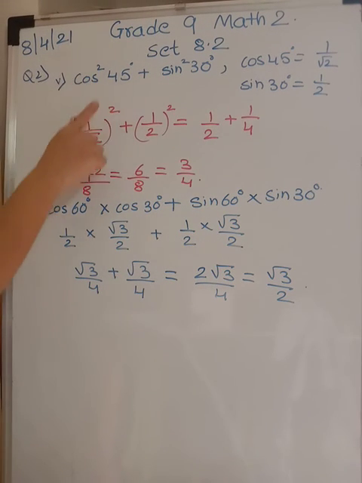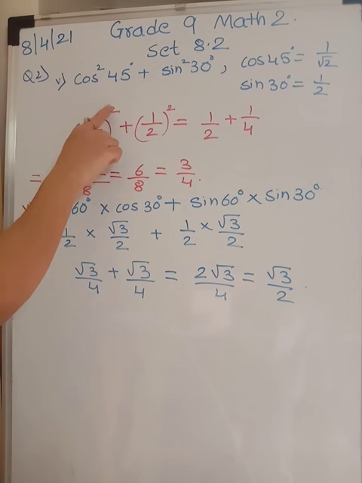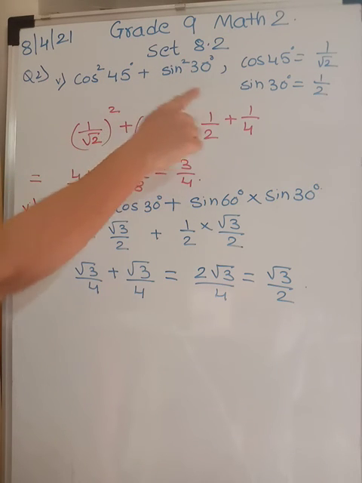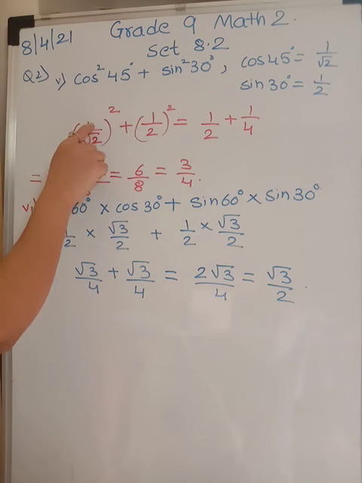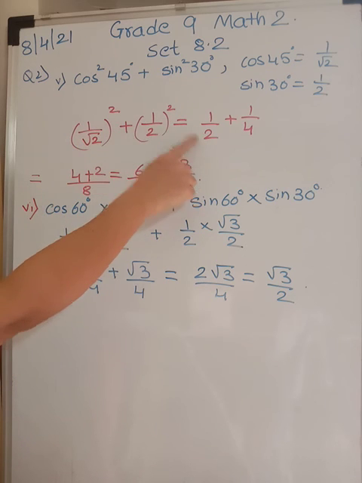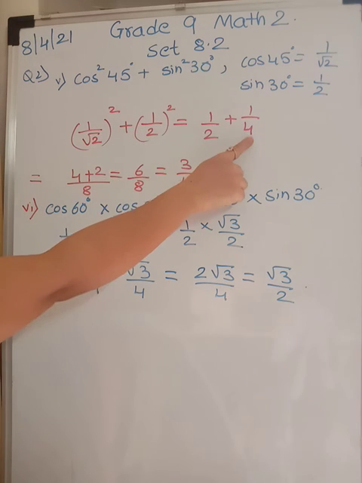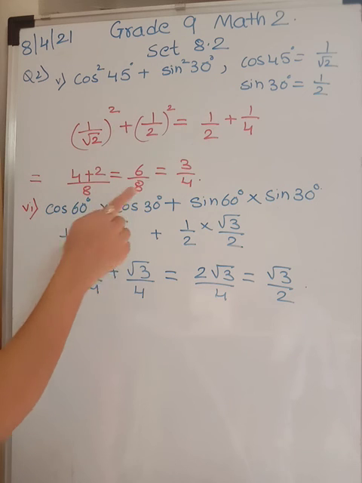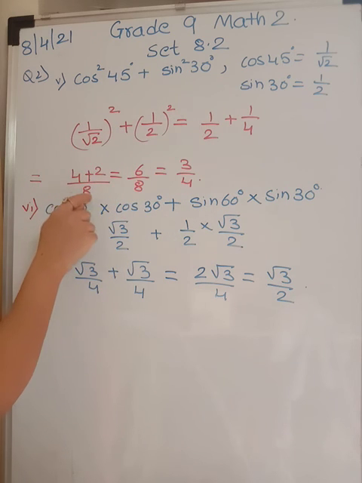Cos square 45. Cos 45 is 1 by root 2 square plus sin square 30. So 1 by 2 the whole square. So 1 square is 1, root 2 square is 2. 1 square is 1, 2 square is 4. So half plus 1 by 4. I have cross multiplied. So 4 plus 2 by 8 is 6 by 8 is 3 by 4.